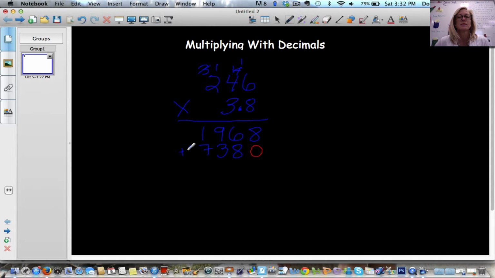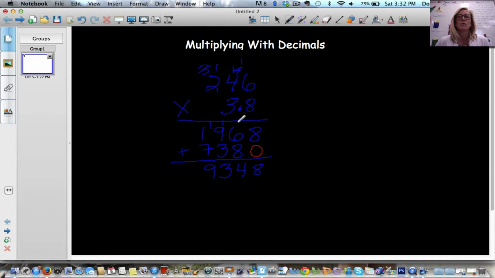Okay, next step. We're going to add these up. So 8 plus 0 is 8. 8 plus 6 is 14. So I'm going to carry the 1. And then 9 plus 1 makes 10. 10 plus 3 is 13. I'm going to carry the 1. 7 plus 1 would be 9.